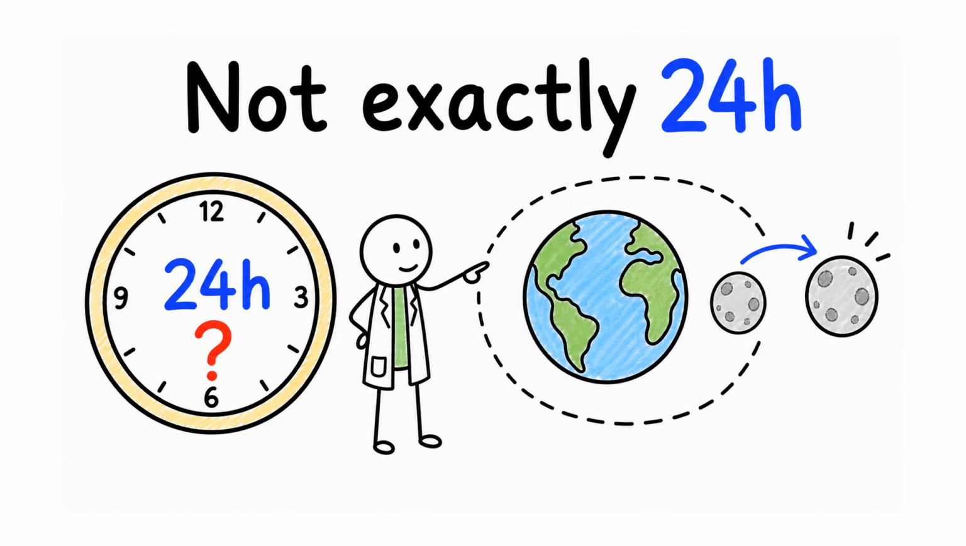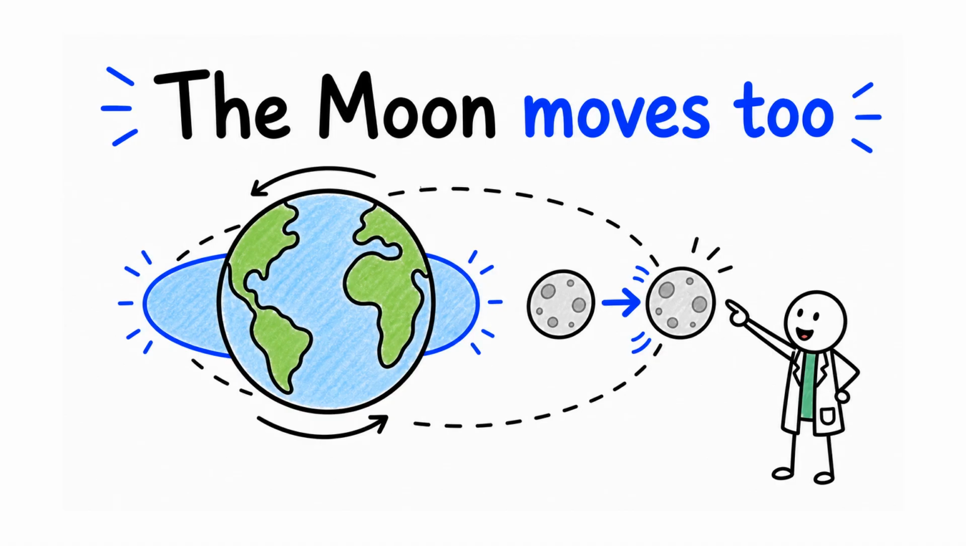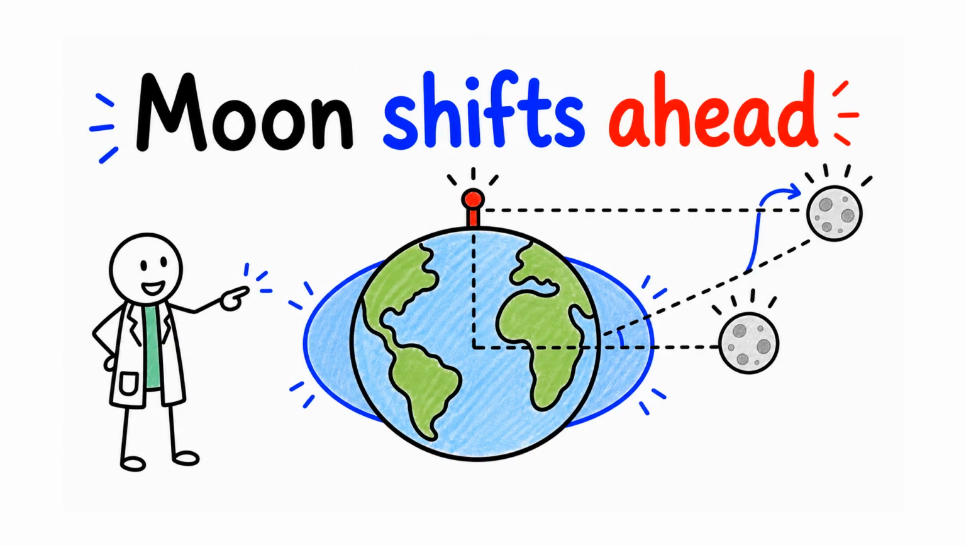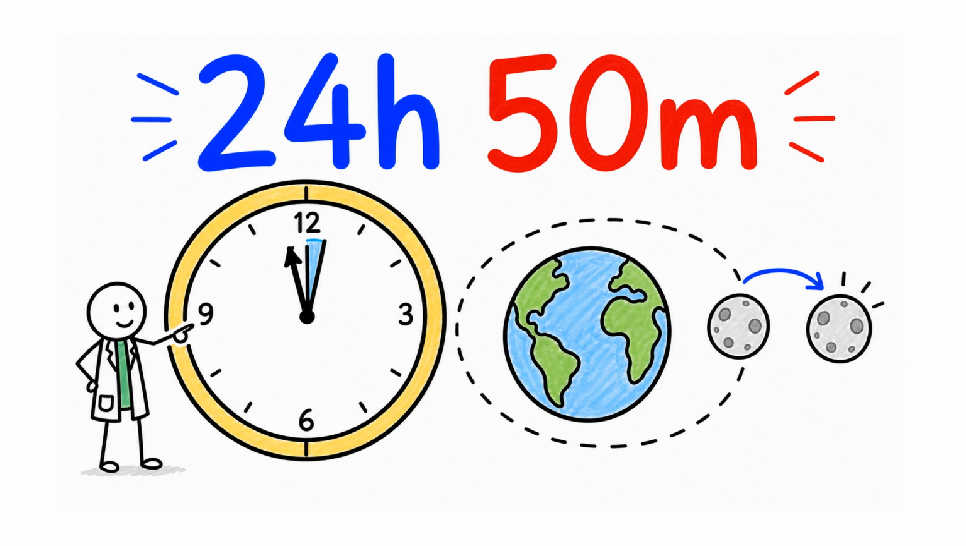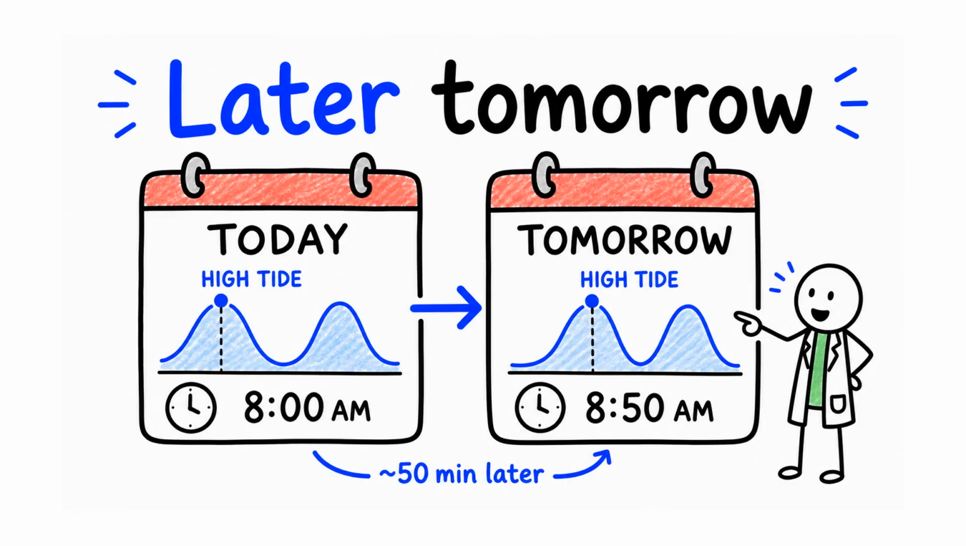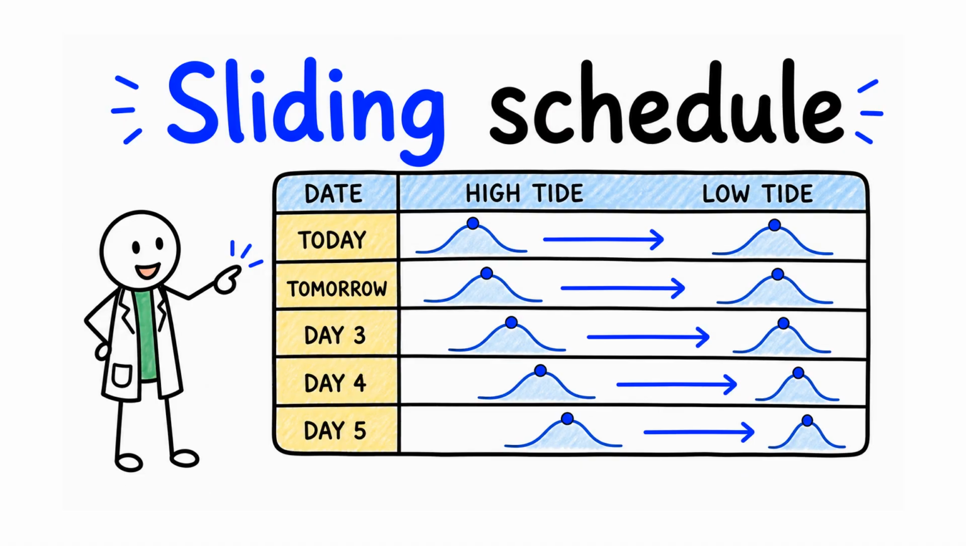Now for the timing. Why is the tide clock not exactly 24 hours? Earth rotates once in about a day, but the moon is also moving around Earth. By the time your beach faces the same direction again, the moon has shifted a little farther ahead. Earth has to rotate a little extra to line up with the moon again. That extra turn makes the lunar day about 24 hours and 50 minutes. So tomorrow's high tide usually arrives later than today's. This is why tide tables look like a schedule that keeps sliding forward.